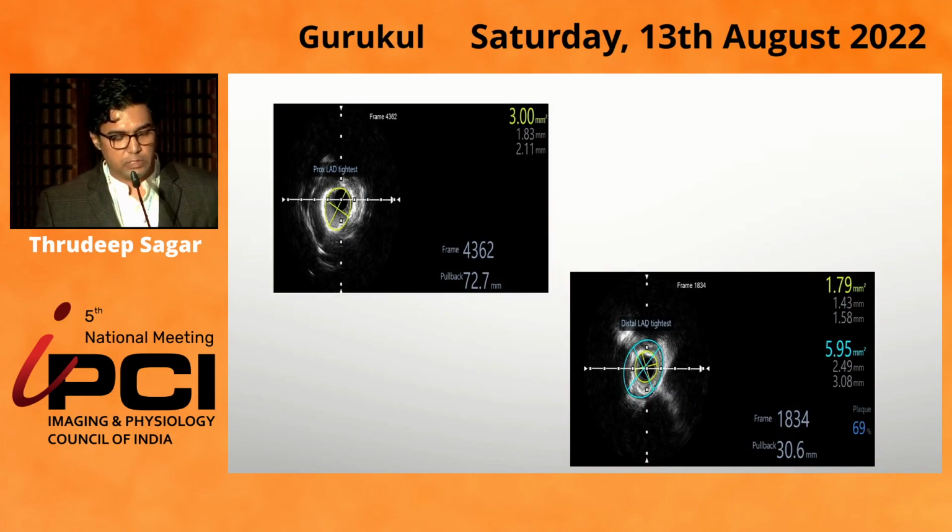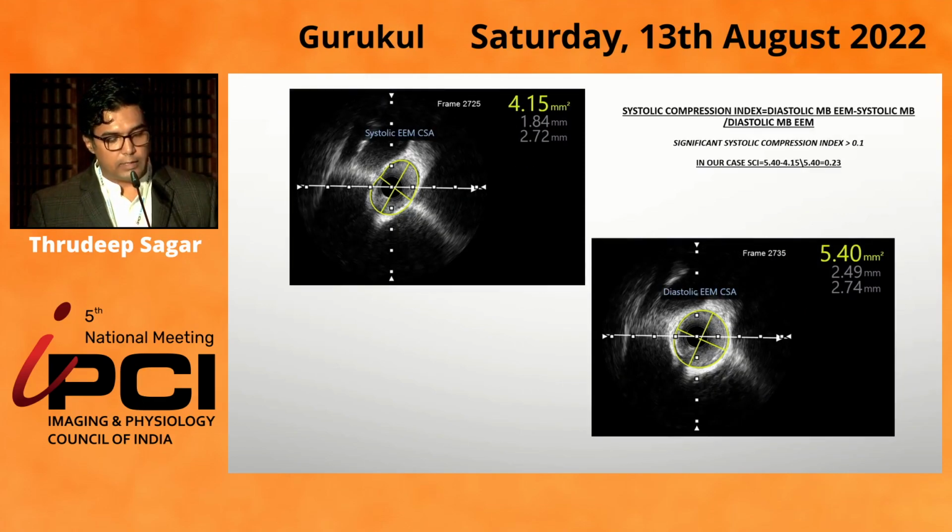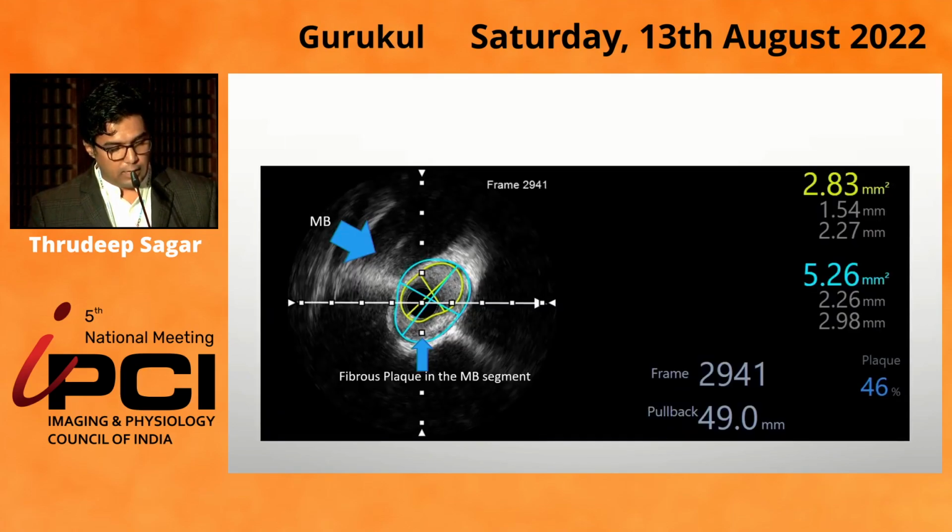The proximal MSA was about 3 millimeter square, and distal was about 1.79. There was significant stenosis, and the distal reference myocardial bridge area was 3.78, 5.78 as well as 9.71. So there was a significant distortion of the myocardial bridge segment, around 0.53. The systolic compression index, measured by diastolic minus systolic divided by diastolic area, was 0.23 in our case. There was some fibrous plaque in the mid myocardial bridge segment also, but it was not significant.